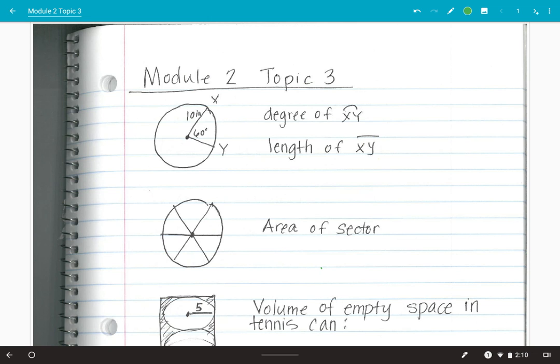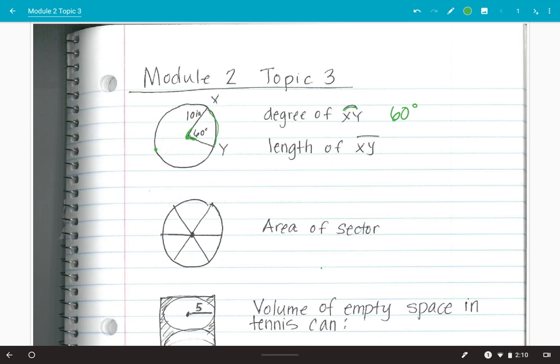Okay, so the first one, we want to find the degree of arc. So this little symbol means arc XY. So we just want to find the degree of it. Now, if the angle is starting in the center, hopefully you remember this from before, the outside arc is going to be exactly the same. If the angle was starting from the edge, the angle inside is half of the arc.